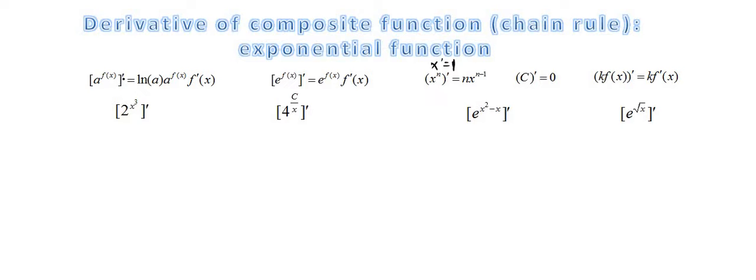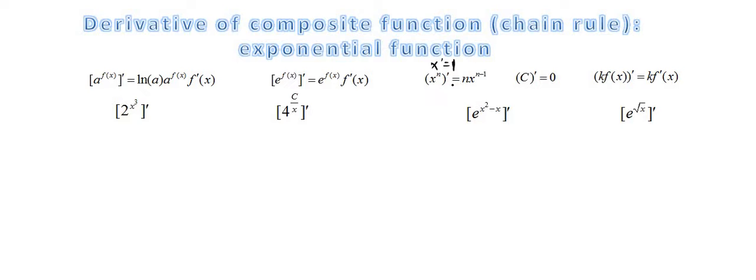The first one is the general exponential function. So the derivative of a to the power f(x) equals ln a times a to the power f(x) times the derivative of f(x). And the second formula actually is the special case of formula 1. We change the base a to e. So the derivative of e to the power f(x) equals e to the power f(x) times the derivative of f(x).